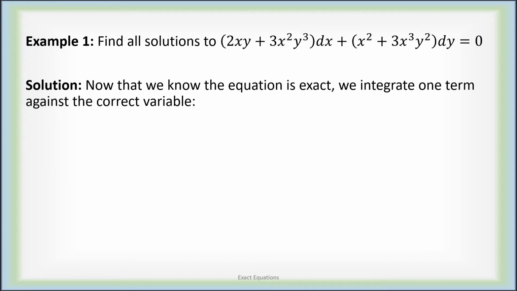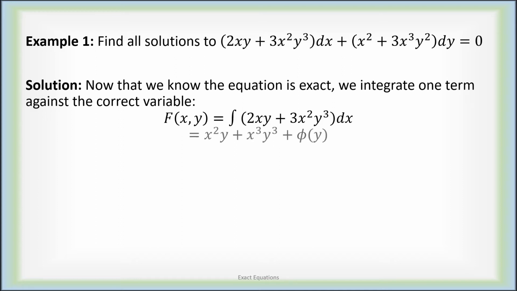Now that we know the equation is exact, we integrate one term against the correct variable. So we take that first term, 2xy plus 3x squared y cubed, and I anti-differentiate against the variable x that it was already being written with. Okay, anti-differentiating 2xy gives me x squared y. Anti-differentiating 3x squared y cubed gives me x cubed y cubed, and the constant of integration is actually a whole function that can depend on the other variable y.